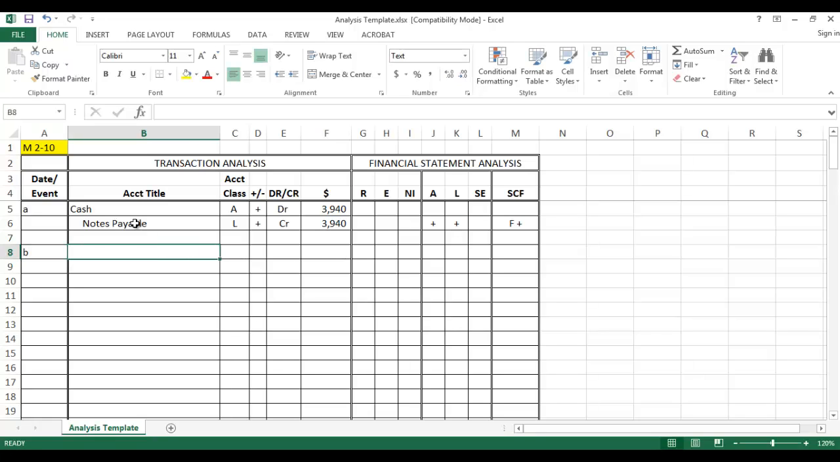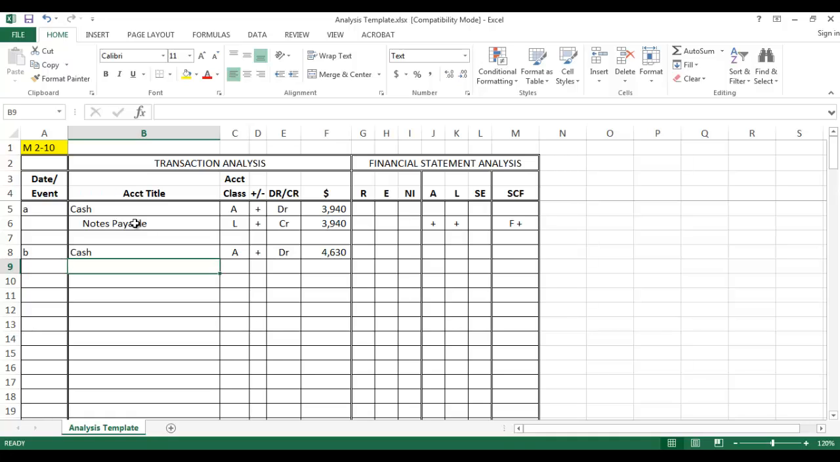So let's try the second one here, letter B. It says received $4,630 cash from investors and issued stock to them. So again, we know we have received cash. As we mentioned a moment ago in letter A, that's an asset account. It's increasing here, so we would debit it for the amount of $4,630.